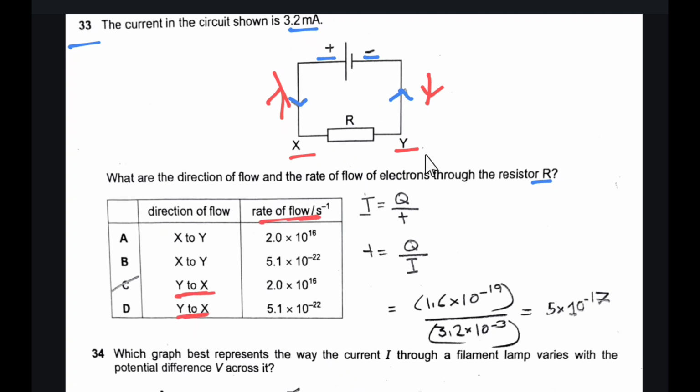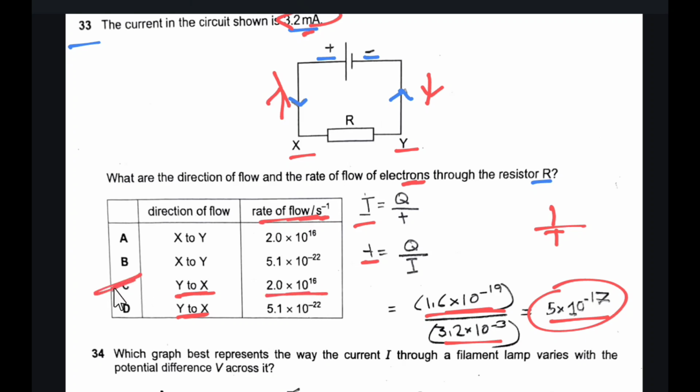So what is the rate of flow? We know that current is equal to charge by time. We know the value of current and we need to find the time. The charge of a single electron is 1.6 into 10 to the power minus 19 coulomb. That is given in the question or in the data booklet, and current is 3.2 into 10 to the power negative 3 since it is milliampere. So the time is 5 into 10 to the power negative 17. So this is the time and we need to find the rate. That is, rate is equal to 1 by time period. Since it is per second, 1 by time, we get our answer as 2 into 10 to the power 16. That is option C.